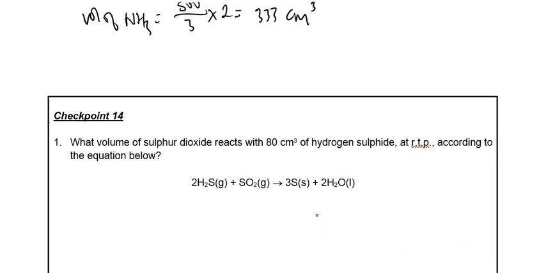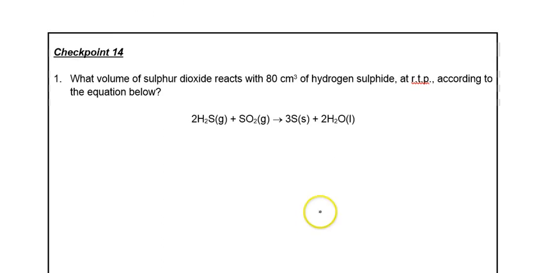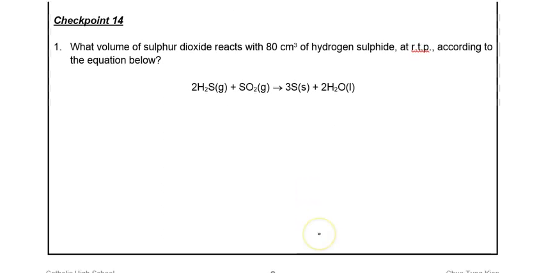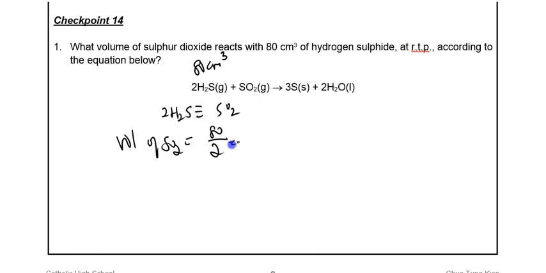Alright, try checkpoint 14 out below. This is actually a pretty easy checkpoint. Pause the video here. Okay, for checkpoint 14, same thing. We do the molar equivalent. 2H2S is equivalent to SO2. I know that this is 80 cm³ of H2S. So what is the volume of SO2 that reacted? It is simply 80 divided by 2, which is 40.0 cm³.